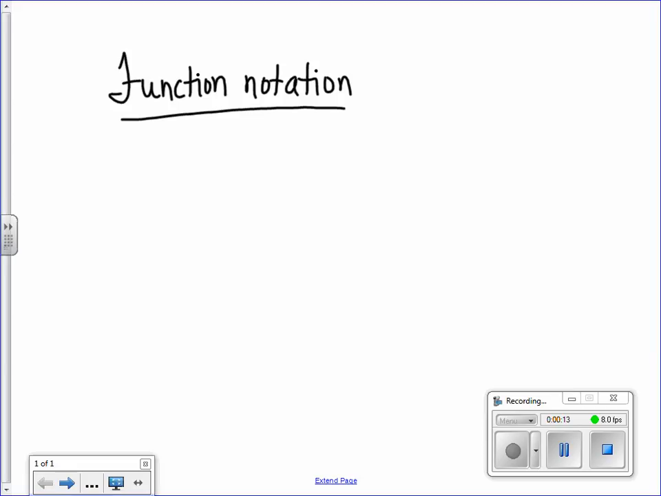Function notation. Move off from function notation, alright? This, or this, whatever.